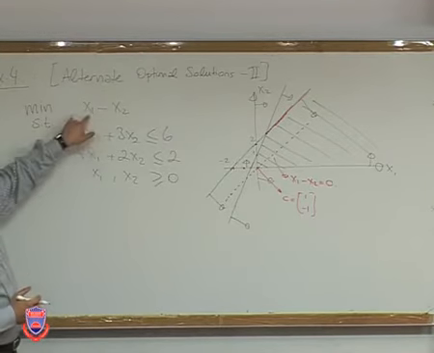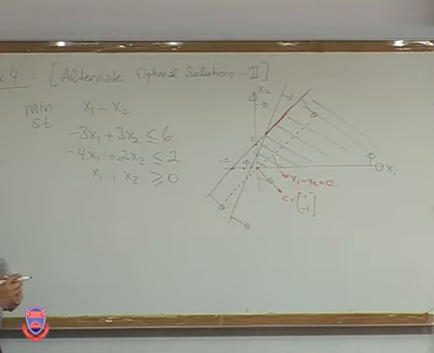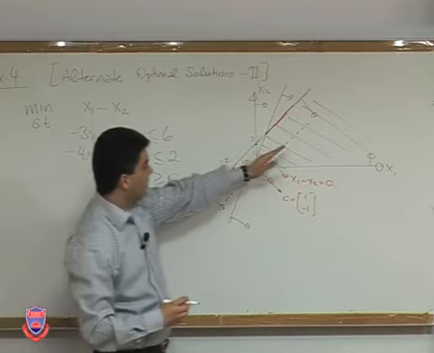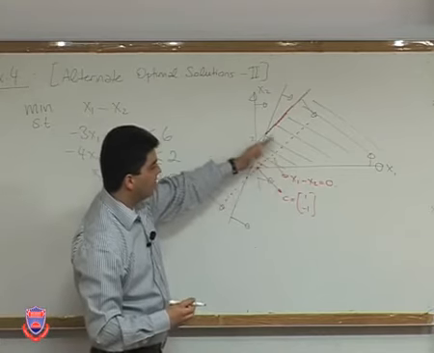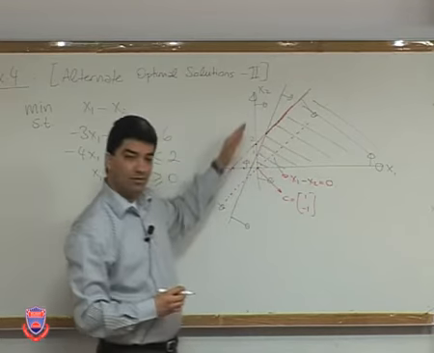So if you look at the coefficients, 1, minus 1, minus 3, 3, they're actually proportional to one another. So as a result, you have the same slope. And if you keep pushing this line in the direction of negative c, then the best you will do is coincide with this constraint. So everything on this half line will be optimal, right?